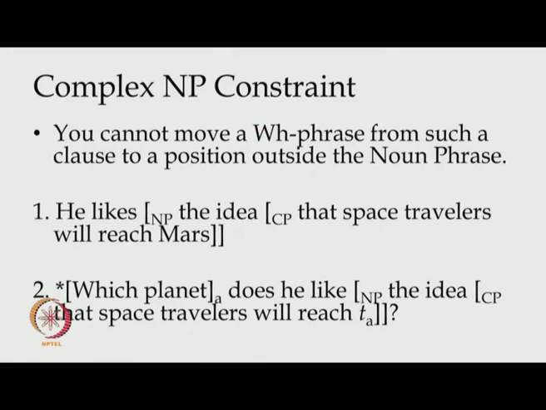Okay? What's the verb in this sentence? In the main sentence? Like. Transitive verb. And the complement of the transitive verb is? The whole thing after that is the complement, right? The idea that space travelers will reach Mars. Okay? That's the whole thing as a complement. Now what is the status of this thing? That's an NP. But it's not an ordinary type of NP.